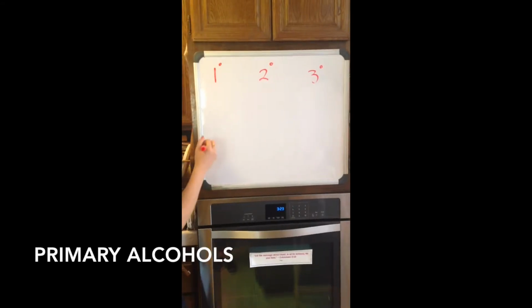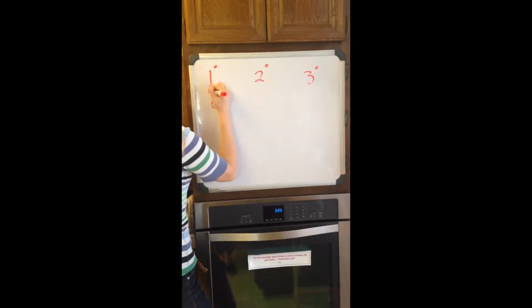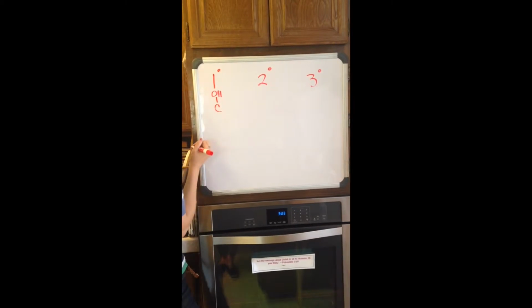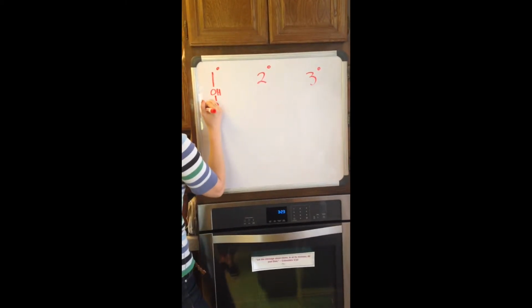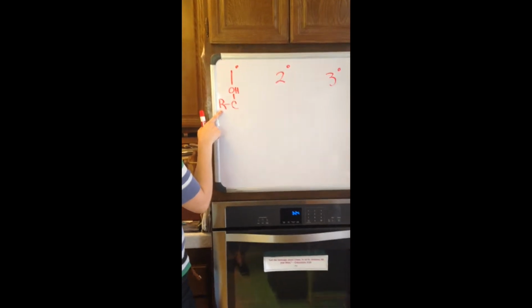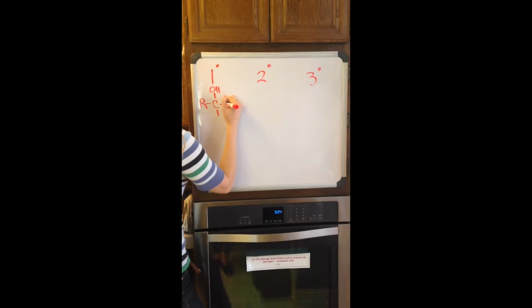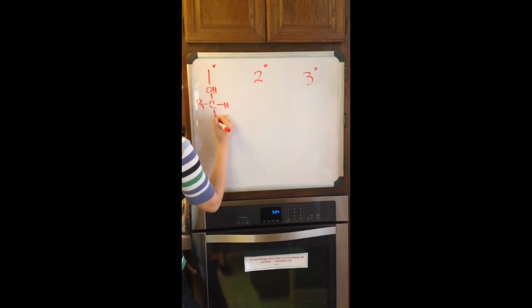The primary alcohol is where the carbon atom carrying the OH group is attached to one other carbon atom. The letter R is a symbol that represents a hydrocarbon. And in order to fulfill the octet rule, we fill in with two H's.